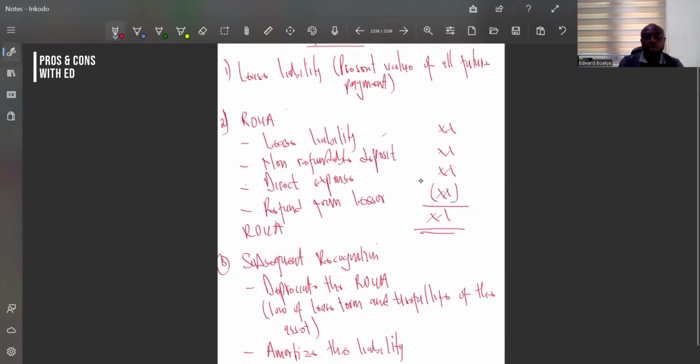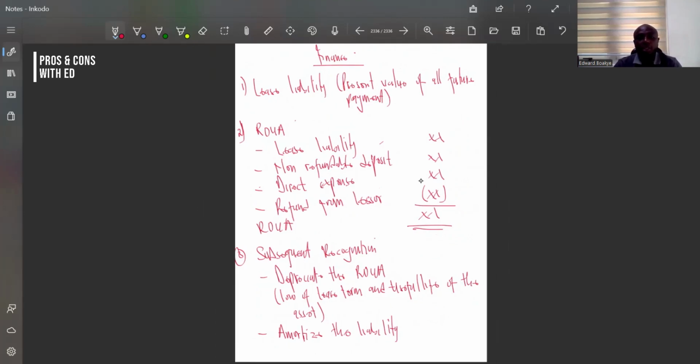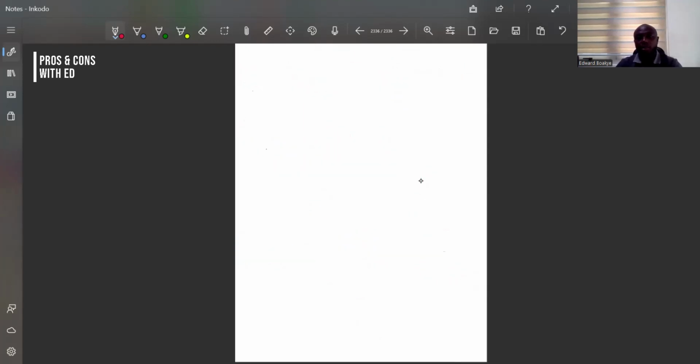Remember, we said for the operating lease, it's just that one is recognizing lease payment as income, whilst the other is recognizing it as a liability. The lessee is having the expense, while the lessor is having the income. Okay, now let's deal with the short term and the low value, the exceptions.